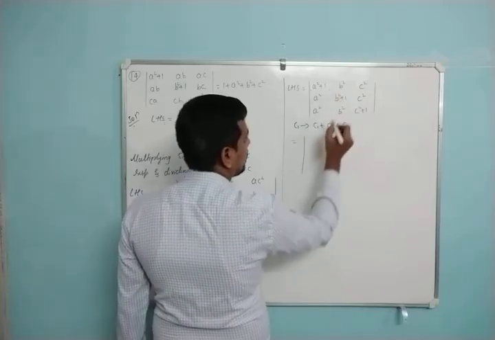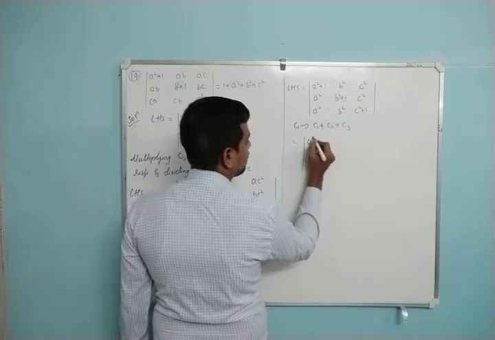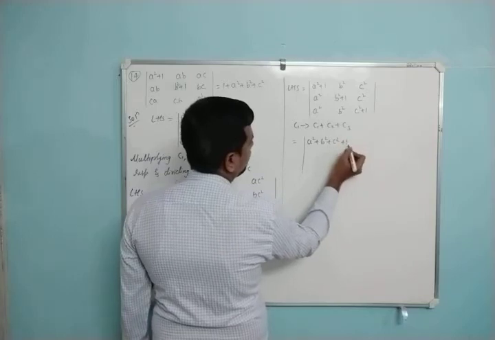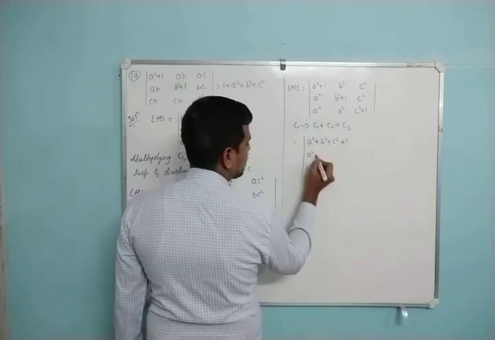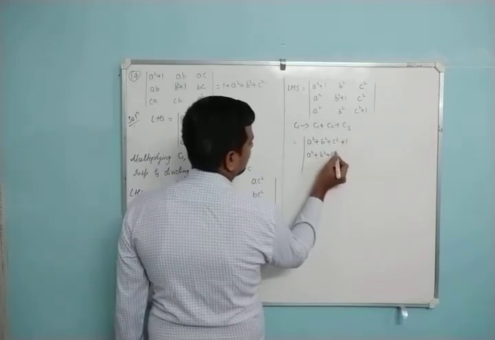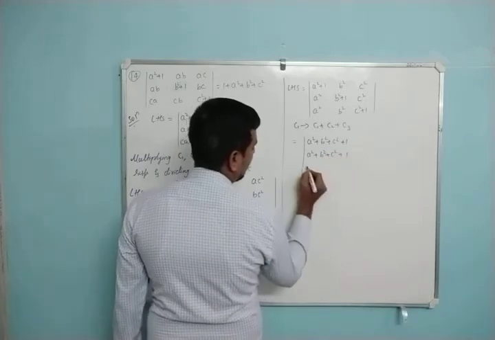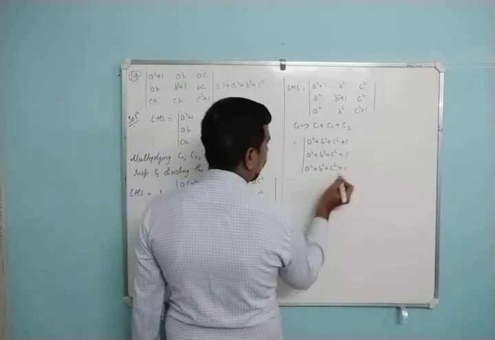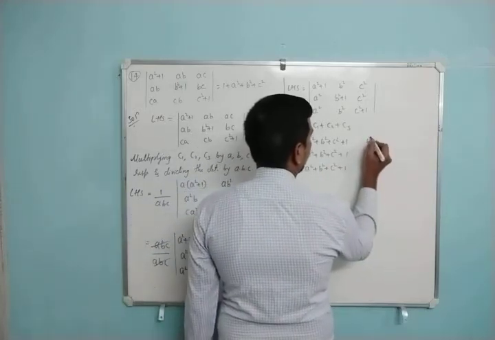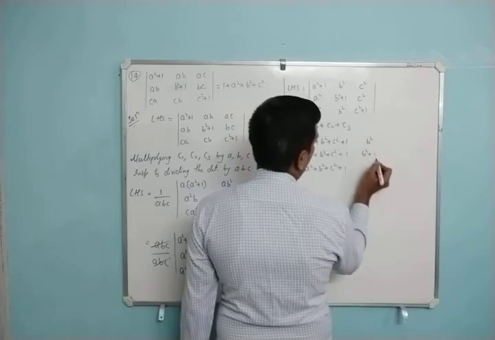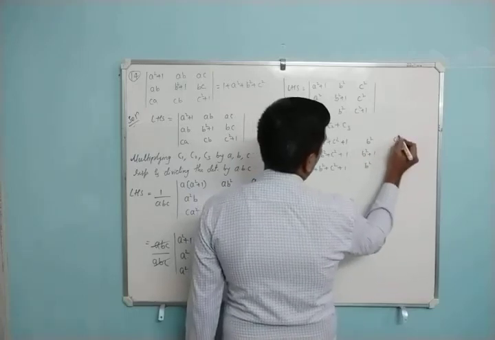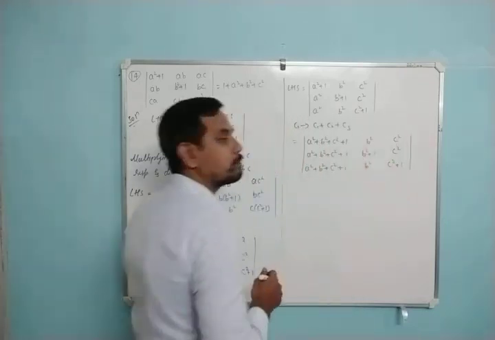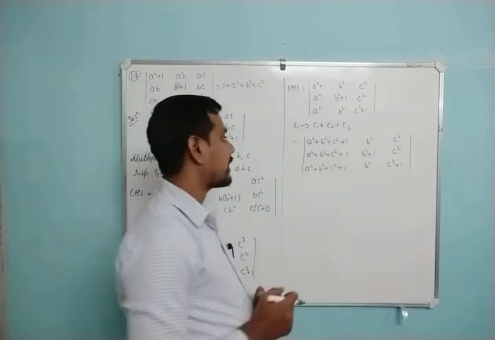a square plus 1 plus b square plus c square. So a square plus b square plus c square plus 1. Here a square plus b square plus c square plus 1. And here a square plus b square plus c square plus 1. Here b square plus 1, b square, c square, c square, c square plus 1. Okay, so this is how the determinant comes.